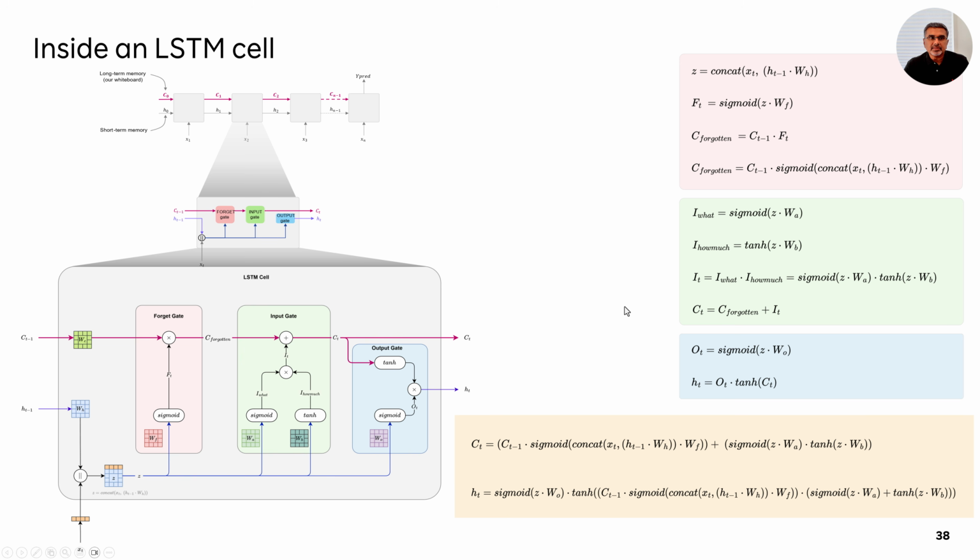The way I will explain this is I will go through each of these gates and explain what is really happening, why it is happening that way, and why these specific arrangements enable the LSTM to forget unimportant information or to add important information into its long-term memory.